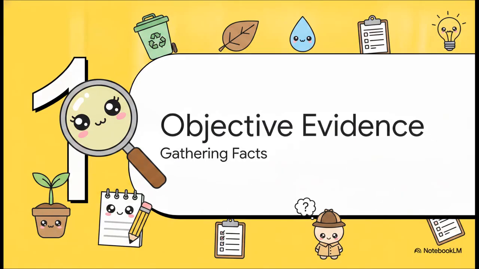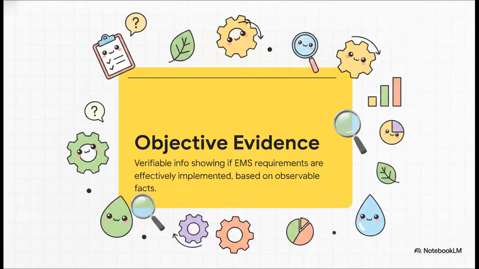All right, let's jump right into Section 1, gathering objective evidence. This is the very first phase of the audit. This is where the lead auditor acts as that impartial investigator gathering the facts. So what exactly is objective evidence? Basically, it's verifiable information that demonstrates whether environmental management system, or EMS, requirements are actually being implemented effectively.